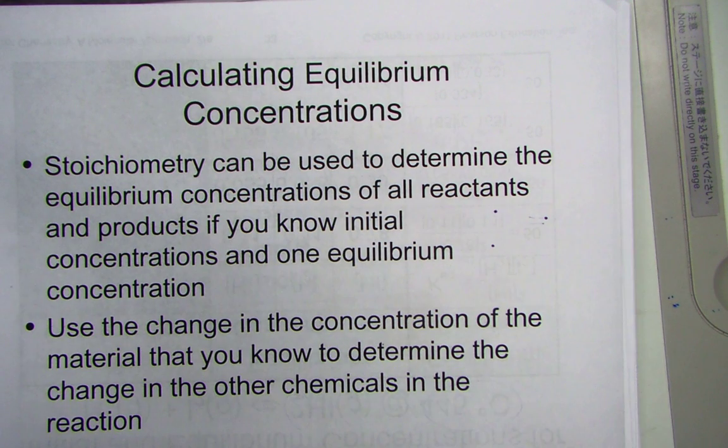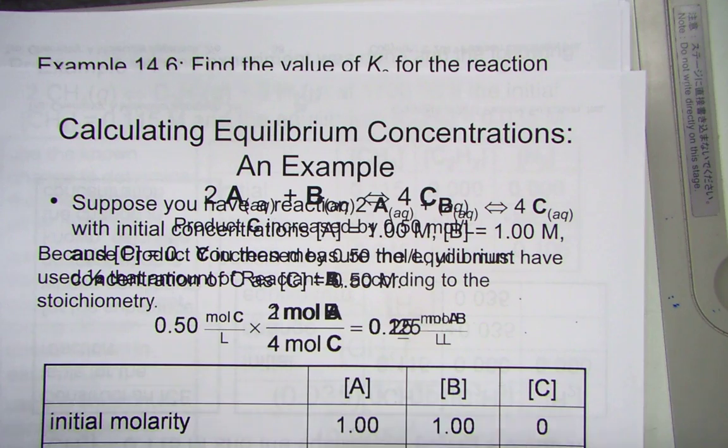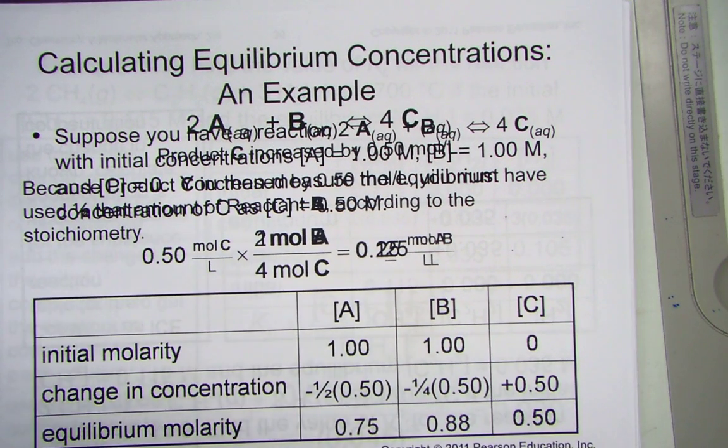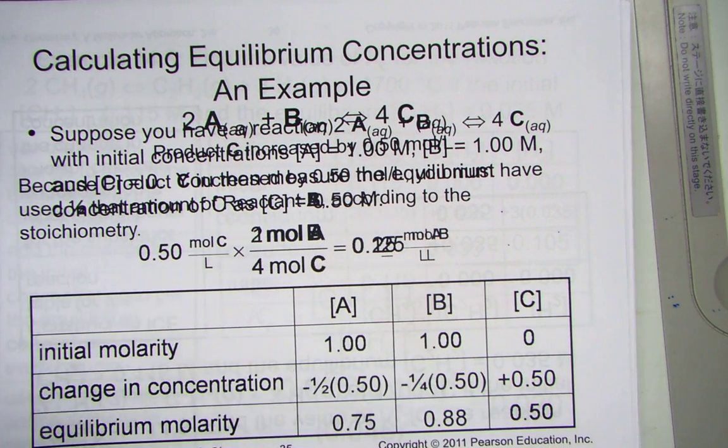Calculating equilibrium concentrations, if we know the value of Keq, we can also figure out the values of concentrations. So it's just stoichiometry. It can be used to determine the equilibrium concentrations of all the reactants and products if you know some initial amounts. Change is the concentration of material that you know to determine the change in other chemicals. I call these an ICE chart. Let's talk through an ICE chart. Let's see if we can make sense of it in terms of a blank sheet of paper.